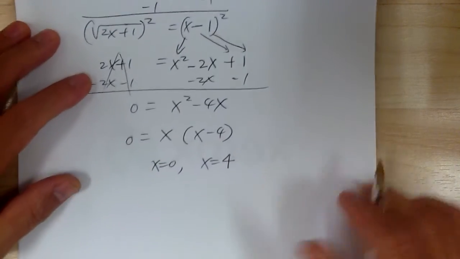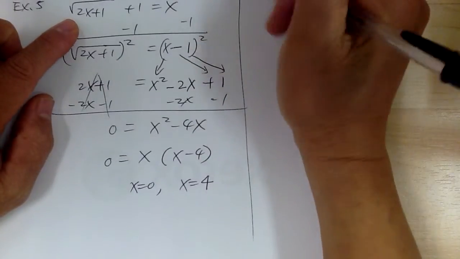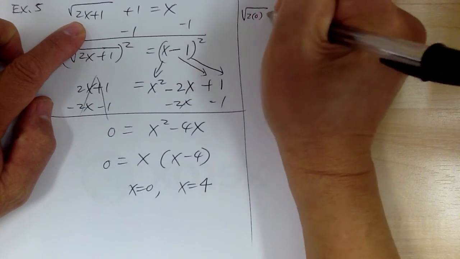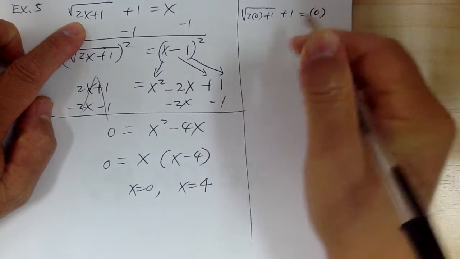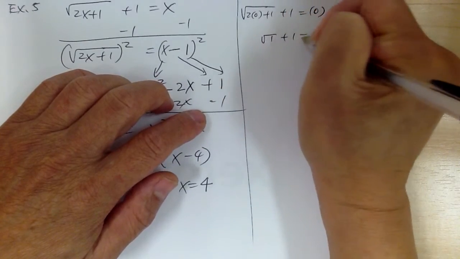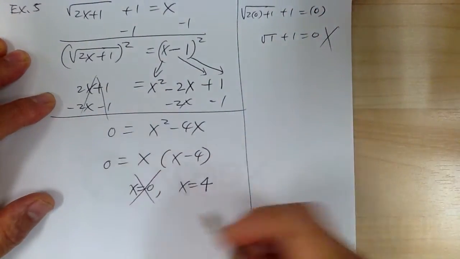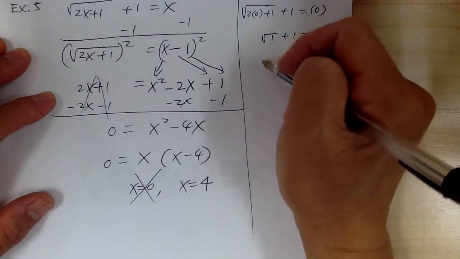Okay, now you have to check your answers. So I'm going to use 0. So square root of 2 times 0 plus 1 equal to 0. So I get square root of 1 plus 1 equal to 0. So right away, I know it's no good already. Okay, so this is no good. Now, you have to check all the answers because sometimes all the answers are bad, sometimes all the answers are good, sometimes one is good, one is bad. So make sure you check all of them.